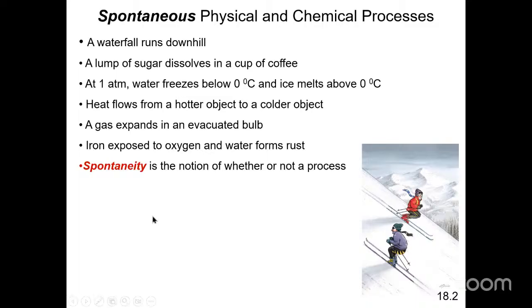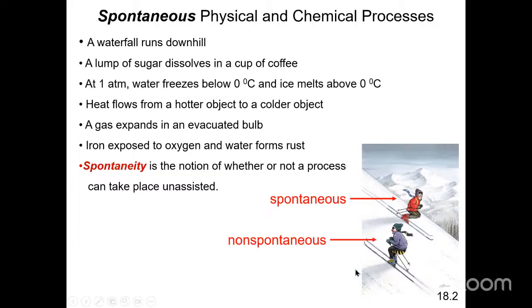So these are all examples of spontaneous processes. If you look at the picture here of somebody sliding down the hill, that's a spontaneous process. That person literally doesn't have to do anything in order for that to happen. Now, to go the other direction, that would be a non-spontaneous process. And usually energy would have to be expended in order to carry out a non-spontaneous process, all right?